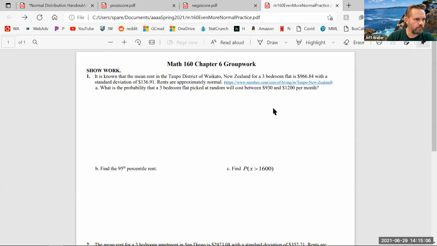For A, would we put it as 930 is less than X, or X is greater than 930 and less than 1,200, or would it be like greater than or equal to? Oh, it says between. I love it. For some reason, I love that question you just asked.